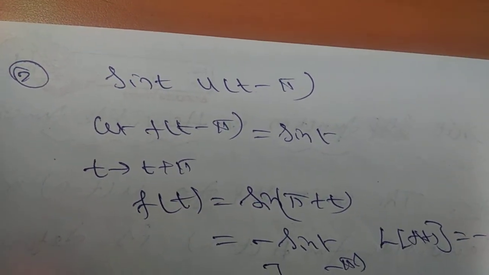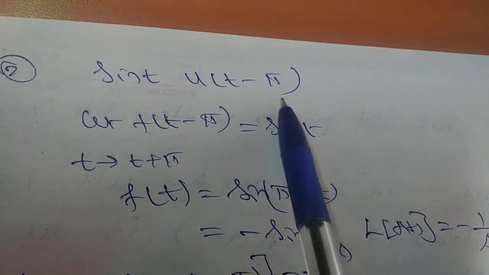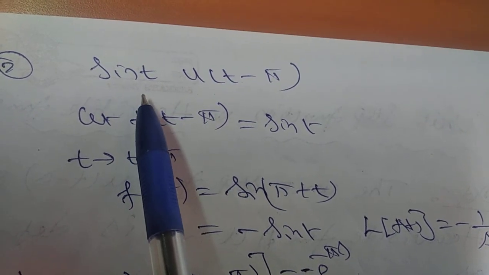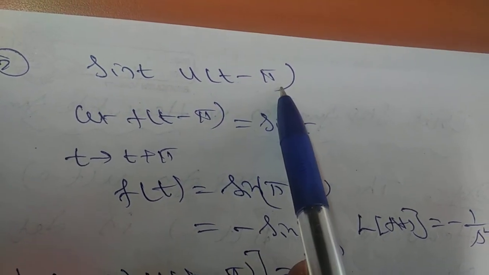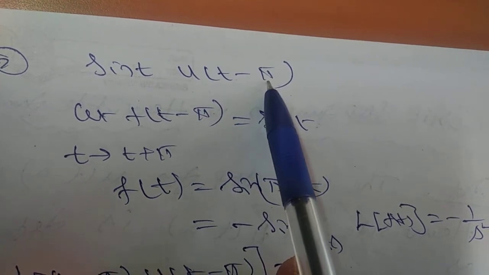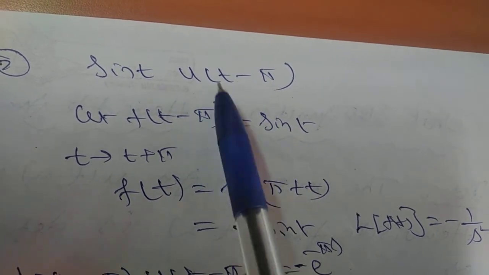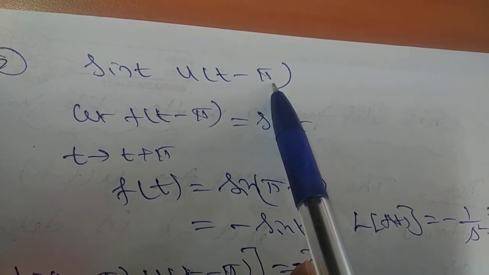Next problem. Find the Laplace transform of sin t into u(t minus a). Only sin t is given, so you cannot find it directly. U(t minus a) type is there, that's my unit step function. So what is the rule? What is a here? Pi. So you have to take f(t minus pi). What is in this bracket? u(t minus pi), or whatever it may be.